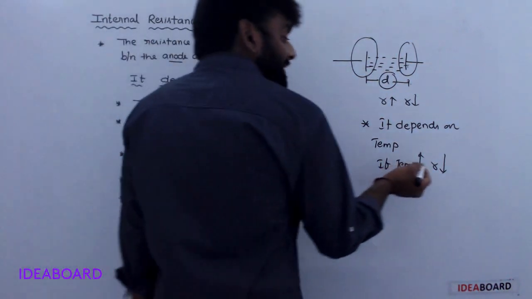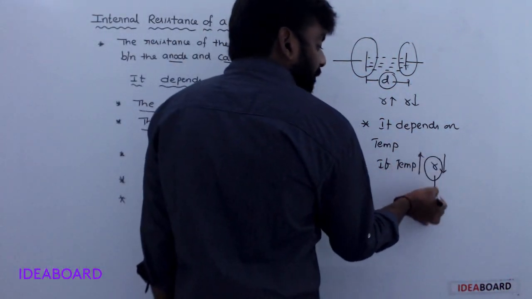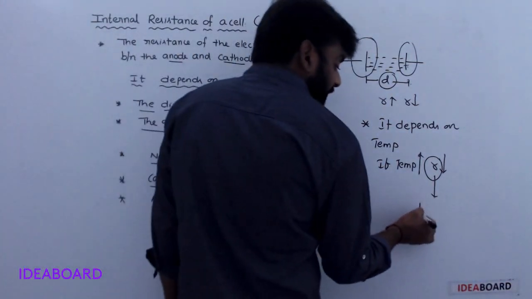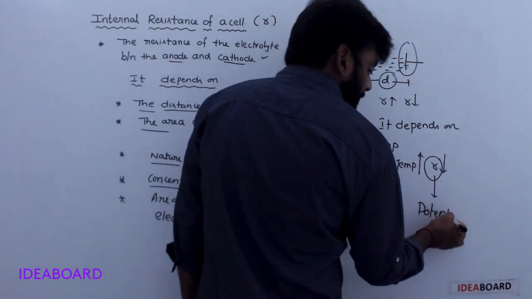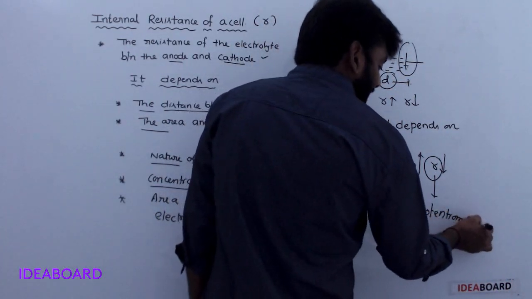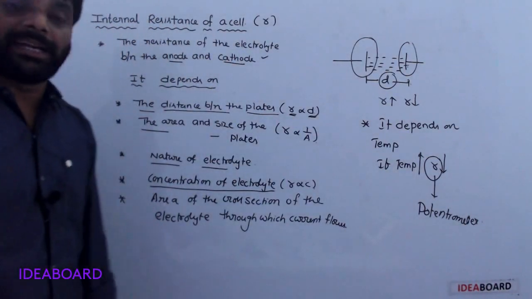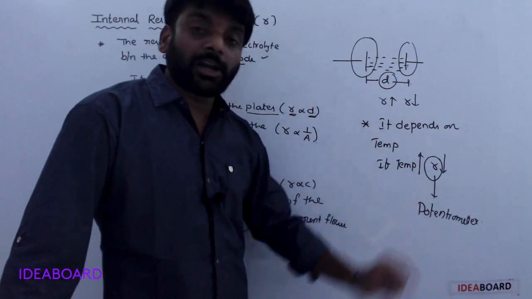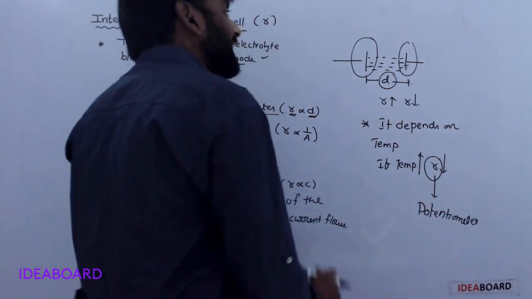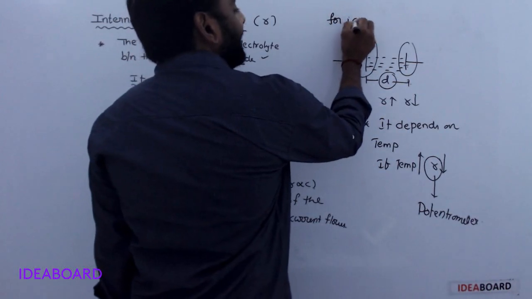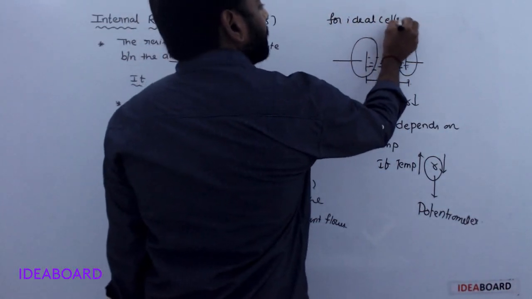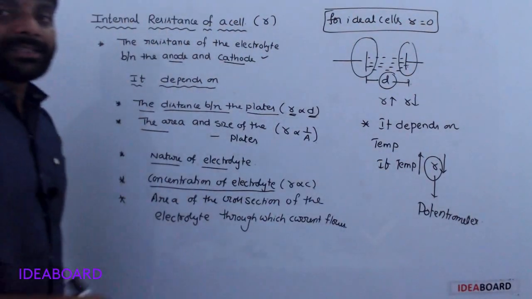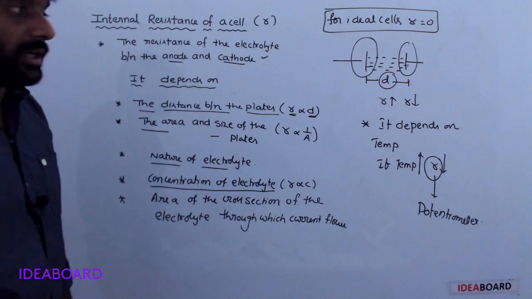And next one, this internal resistance is accurately measured with the help of a potentiometer. For ideal cells, what about internal resistance? Zero. For ideal cells, internal resistance is zero. Understood?